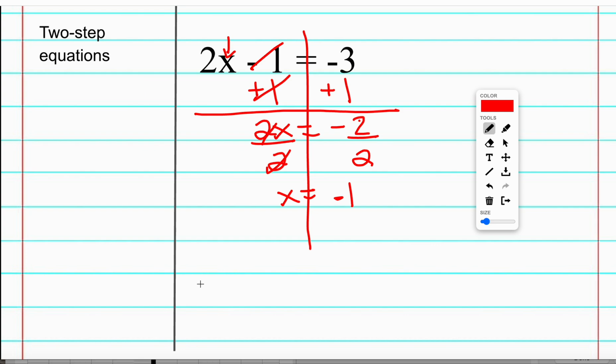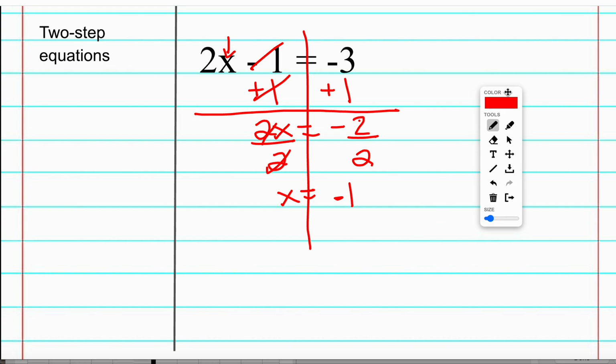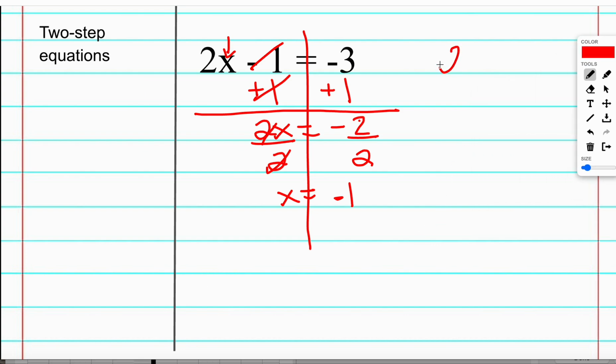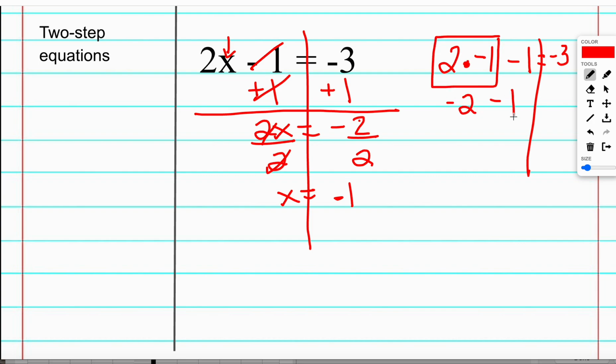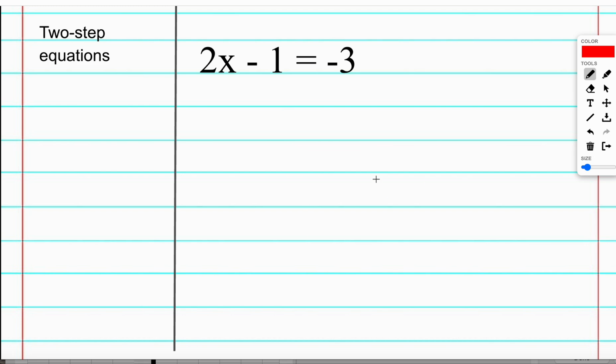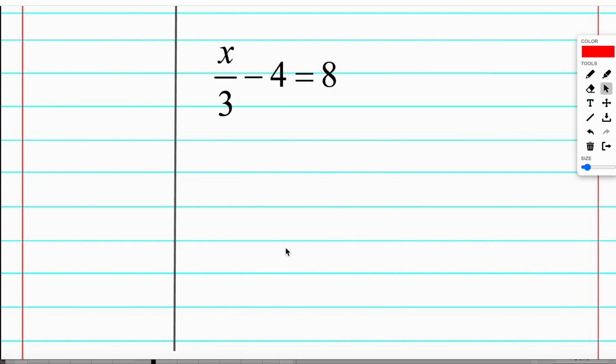Answer's negative 1. Let's check this one just so we remember how to check. 2 times negative 1 minus 1 equals negative 3. 2 times negative 1, because this has to come first, is negative 2, minus 1 is a negative 3, equals a negative 3. It checks out. All right, so let's try one last one. Two-step equation. Come back when you're ready.